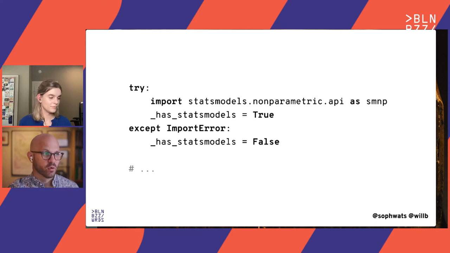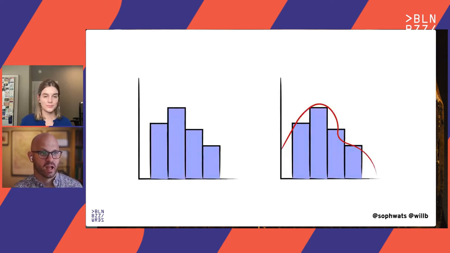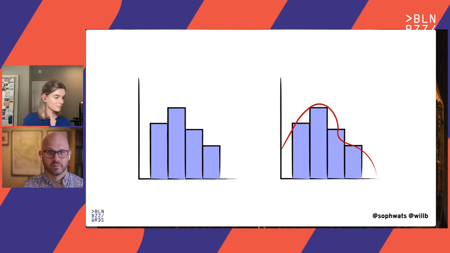Now, in the case of Seaborn, this means that you might have a plot that you expect a kernel density estimate on, and you get it if you have statsmodels installed, and you don't if you don't. But there are other examples where behavior can be totally different.